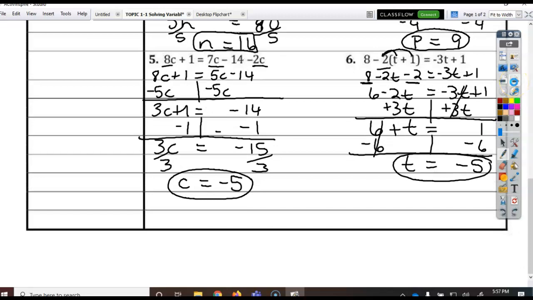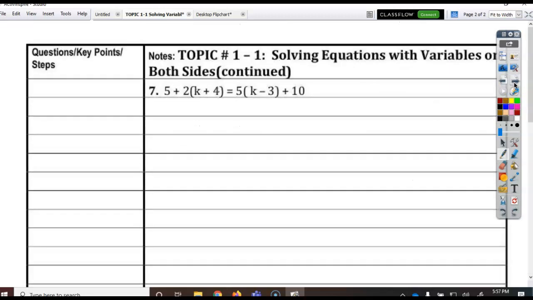Okay, moving on to the next one. It's over on the next page. All right, here we go. This one has parentheses on both sides. Remember, when you're doing equations, you have to do parentheses first. So I'm going to come over here and go 2 times k is 2k, and that's a positive 2k. 2 times 4 is a positive 8.